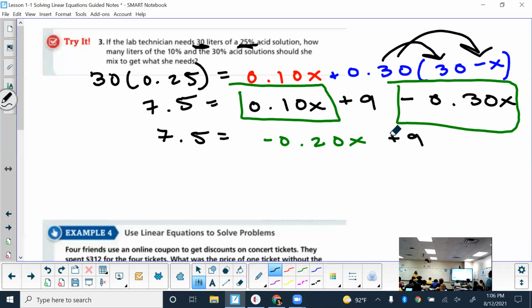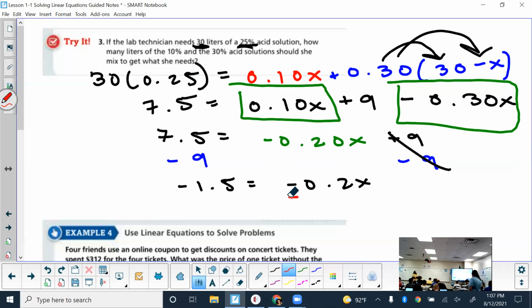How can I start getting that x by itself? Subtract 9 from the whole thing, and do that on each side. 7.5 minus 9 is negative 1.5. What do I have on the right side? Negative 0.20x. Good. All right, almost there. What's the last thing I need to do to get the x by itself? Divide by negative 0.2, because that's the opposite of multiplying. Good. And then if you entered it in your calculator correctly, what was the value of x?